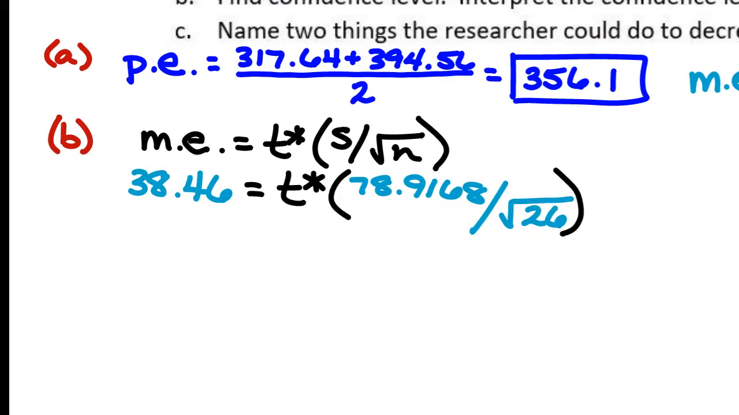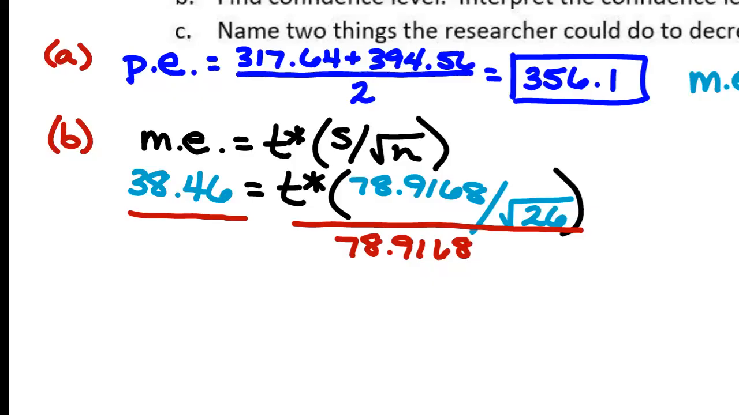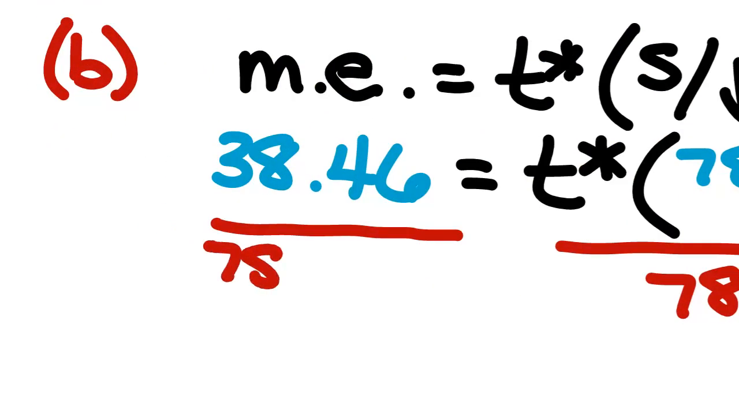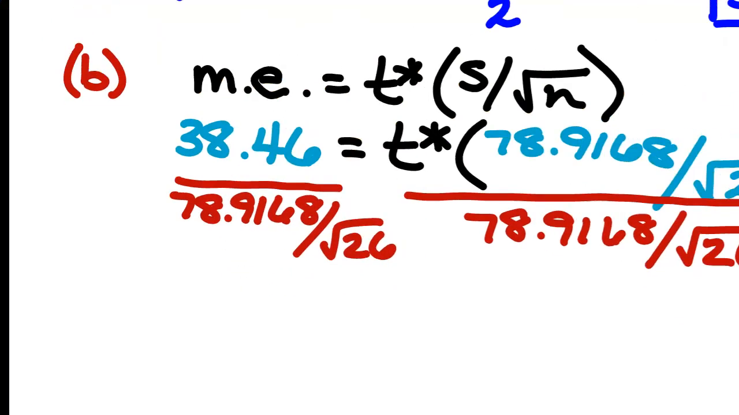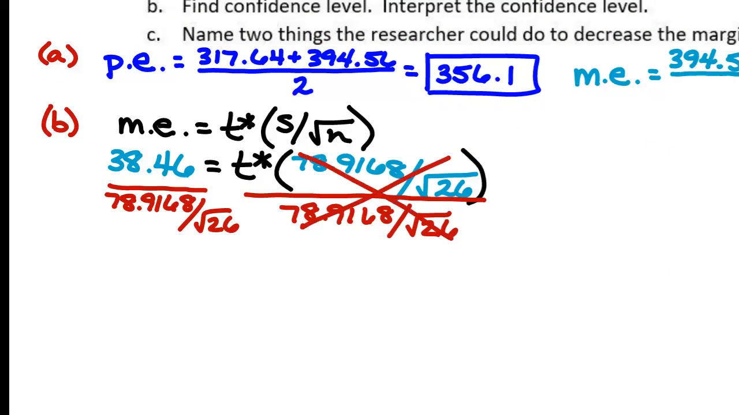And so I'm going to divide both sides by that horrible fraction, 78.9168 over the square root of 26. It's going to cancel out over here, so all I have left is t star.